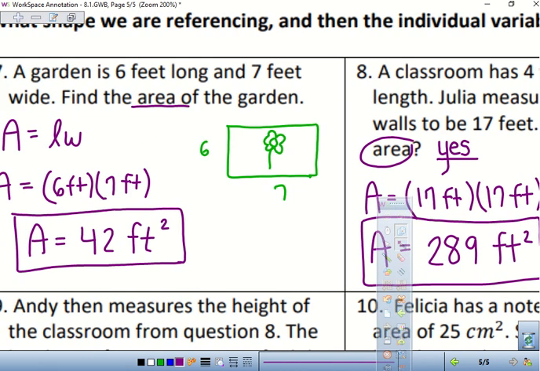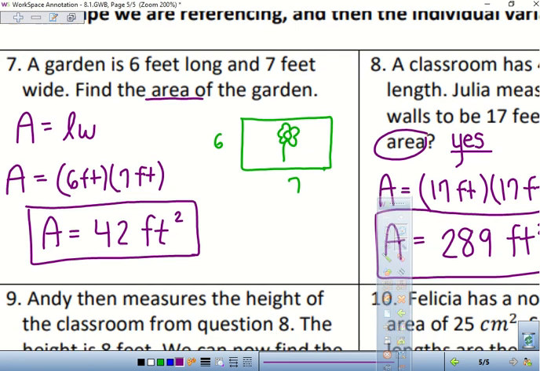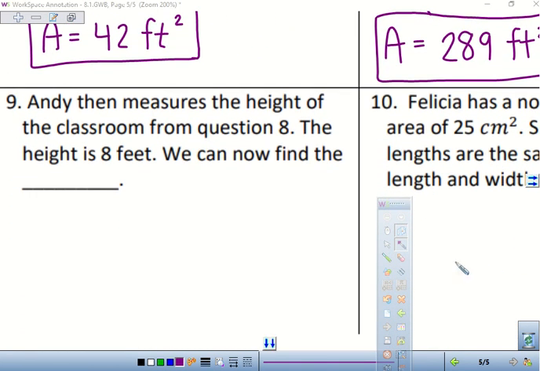Yes? Okay. So Andy then measures the height of the classroom from question number 8. The height is 8 feet. So if we know the length, the width, and the height, we can now find what measure? We already knew the area, or the base. We can now find, which formula has length, width, and height? You said the volume. Volume is correct. So now we have all the information needed to find volume, right?